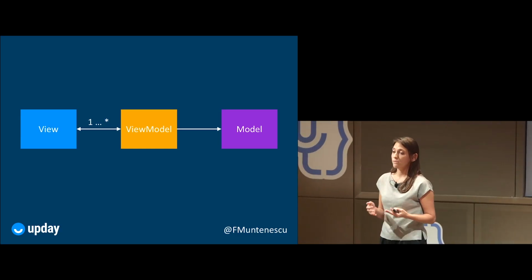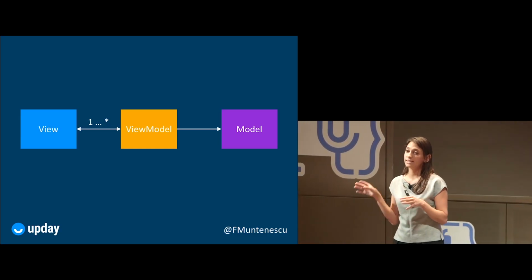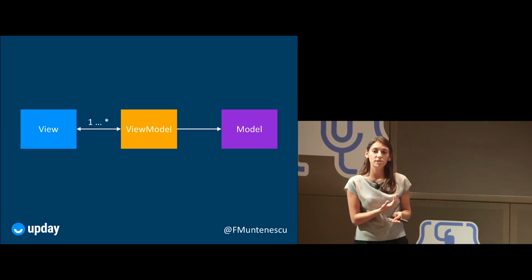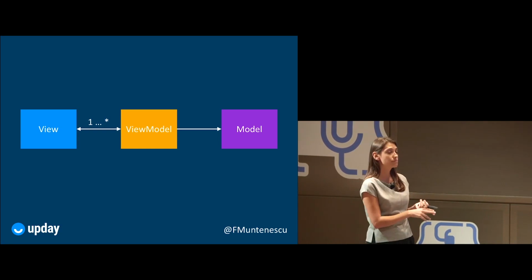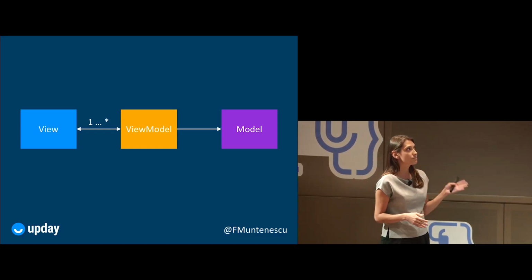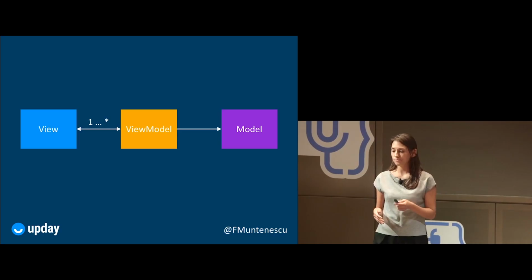So in MVVM, we have the view model that gets the data from the model, it applies the UI logic, and it just exposes it to whoever needs it. It can be the view, it can be the tests, or any other classes. And then the view would just subscribe to the view model.